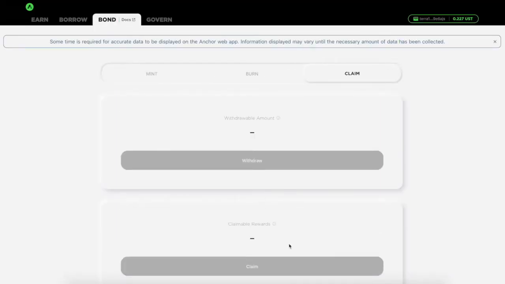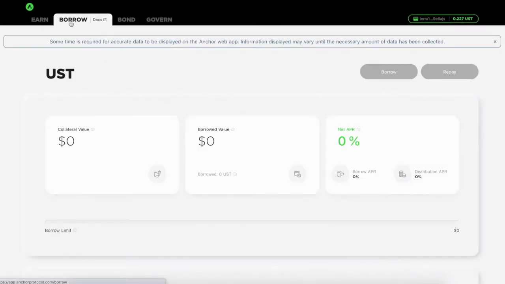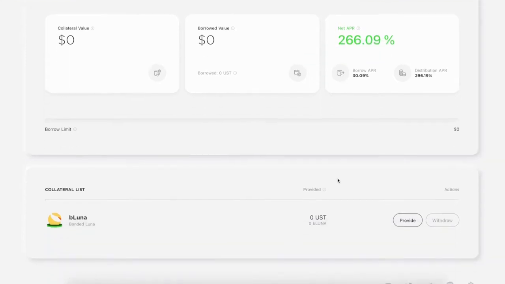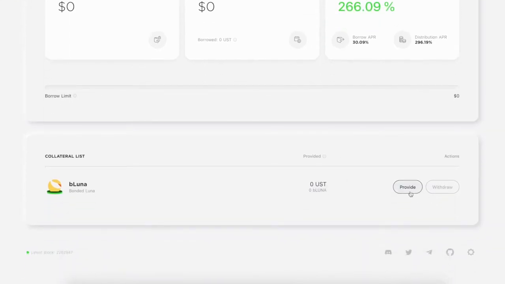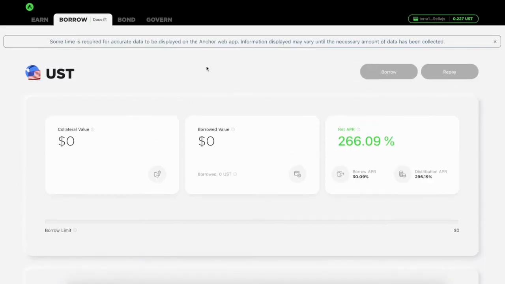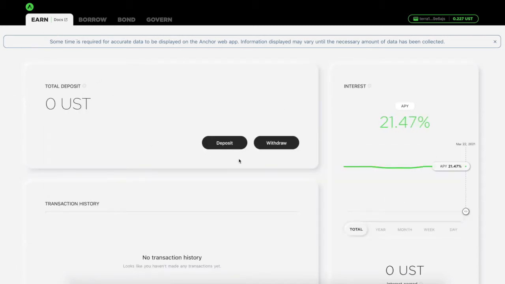And this is where you'd claim your rewards. So once you mint these bLuna tokens, now you come over here to borrow. So now why is this important? Okay, so you can borrow this at a 30% payment. So you have to pay in order to borrow it. So you provide the bLuna, and now you get a loan on your bLuna, which is how you're gonna get the UST. So you can take this UST that you're getting a loan on, and you can go over to the earnings section, and you can deposit the UST.